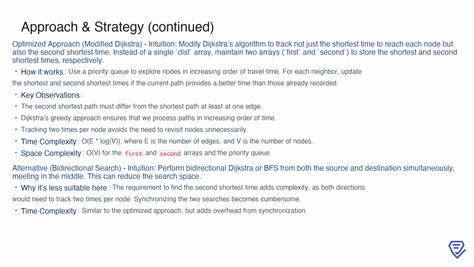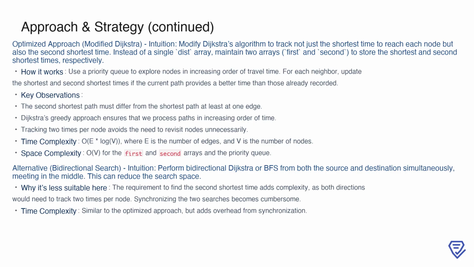For each neighbor of the current node, we check if the path provides a better time than what is already recorded in the arrays. If it does, we update the shortest or second shortest time accordingly. There are some important observations to note here. First, the second shortest path must differ from the shortest path at least by one edge, which ensures the paths are distinct. Second, the prioritized processing of nodes guarantees we only compute valid times. By tracking 2 times per node, we eliminate the need to revisit nodes unnecessarily.